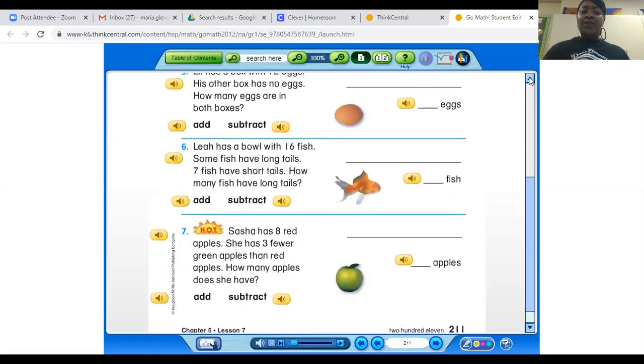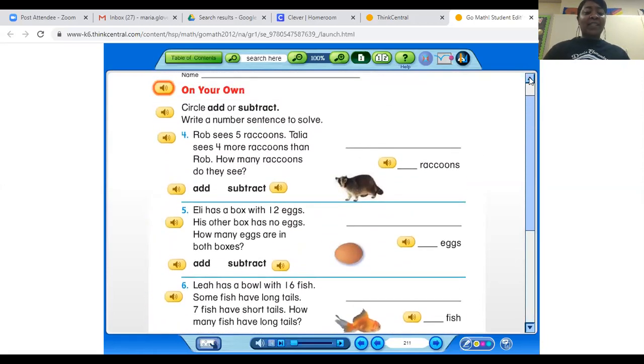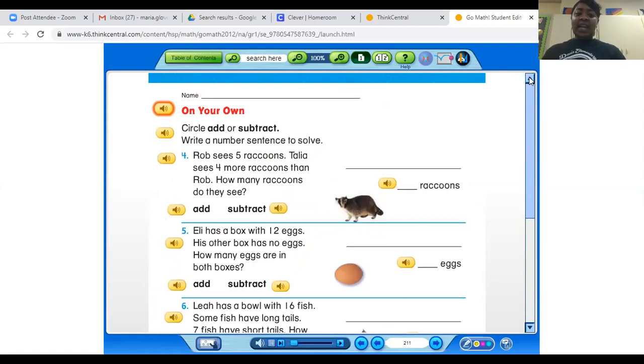And again, you can always pause the video if Mrs. Ball is going too fast. Now, for numbers 4, 5, 6, you are going to do the same thing that we just did, and you're going to either circle the word add or subtract, and you're going to write out your number sentence. Now we'll do one more. Let's go ahead and actually we'll do two more. We'll do number 4 and number 7.